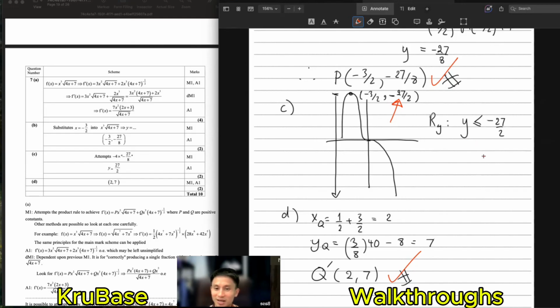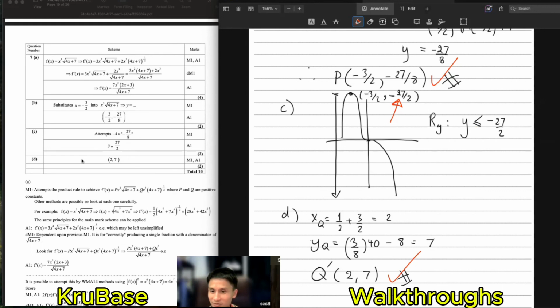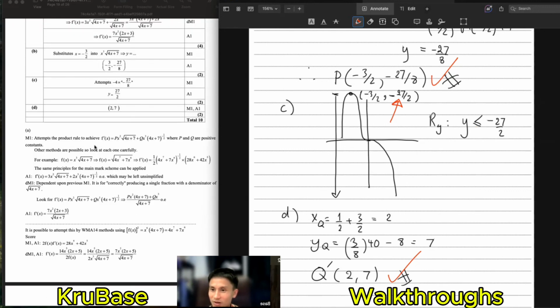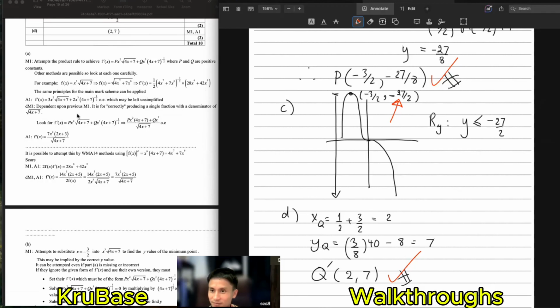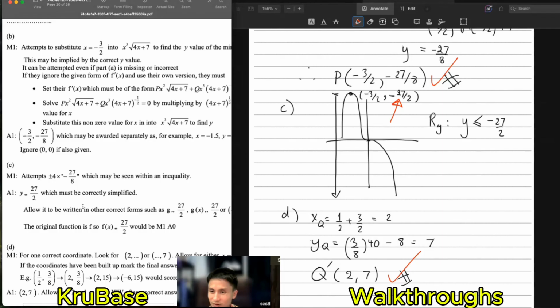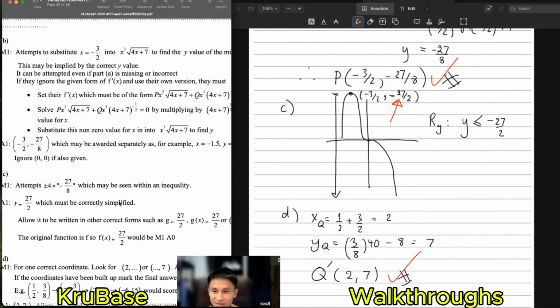Okay, this is stupid, right? That was a silly mistake. Base. Okay, so I didn't attempt to solve for, well, I did attempt, but let's see the mark scheme. So see if I get any mark for this, right? But I'm surely not getting the A1 there, but let's have a look. So C, attempt that, which may be seen within inequality.